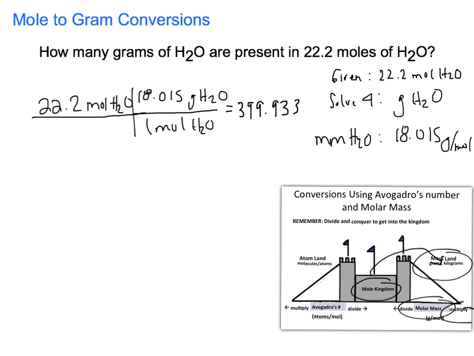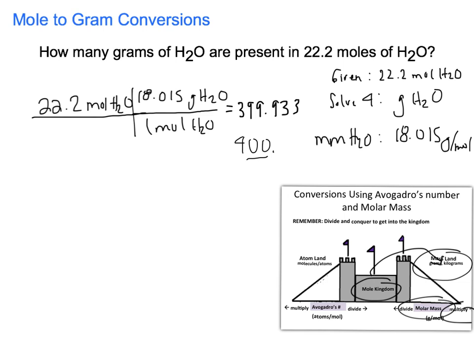So 399.933 is the answer that we get from our calculator, but we need to report our answer with respect to significant figures. Because we're multiplying here, the number with the least number of significant figures is going to dictate our answer. So 22.2 is the value that has the least number of significant figures with 3. So our answer is going to be 400 with a decimal point at the end. That decimal point at the end indicates that the zeros that we have here are in fact significant. So 400 written in this manner is representing 3 significant figures.